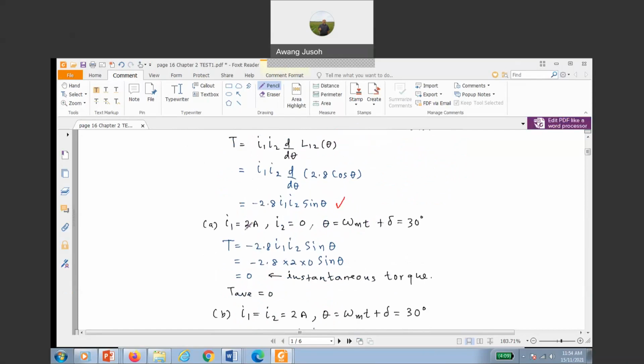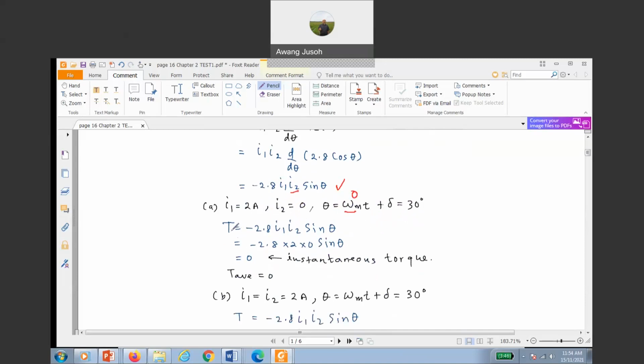Part A, we have I1 equal to 2 ampere, I2 equal to 0, and then theta equal to 30 degrees because omega m equals 0. At starting, omega m equals 0. That means theta equals delta, which is 30 degrees. Then we substitute I1 equal to 2 ampere there. Then we get this equation where the starting torque, the instantaneous torque, equals 0. And of course, the average torque equals 0. So we have done the first part.